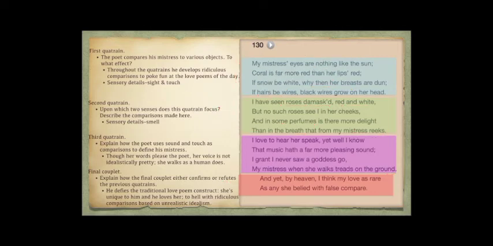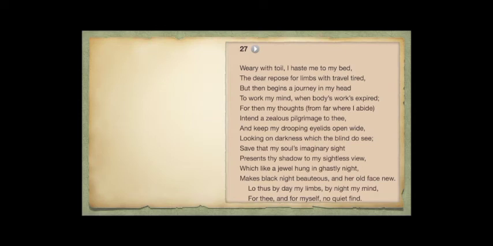And with that, we will proceed to our final sonnet, Sonnet 27.